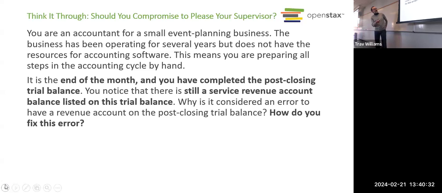But what we find out is there's a service revenue account still listed on your post-closing trial balance. Remember that in step 8, we closed out revenue along with expenses and dividends. There shouldn't be any revenue account that still has a balance. So we've goofed up somehow. So now what do we need to do?